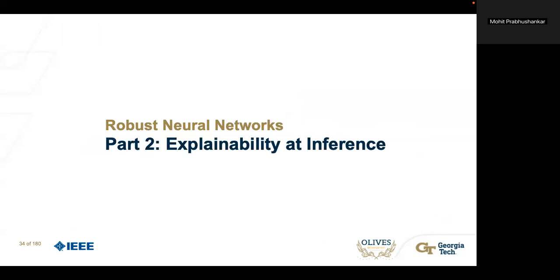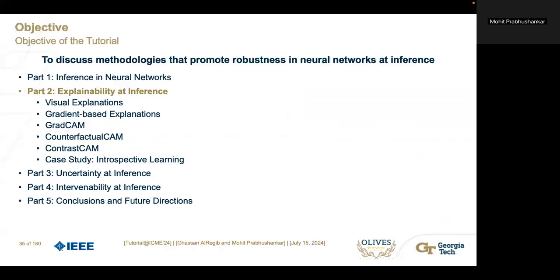All right, so with that, we come to the next stage, which is about explainability at inference. So I think I'm on time. Essentially what we will discuss is visual explanations, and we'll go through in more detail the one method that we saw before, which is GradCam. Based on that, we can have multiple other methods, counterfactual cam and contrast cam. So we'll see these three techniques, and then we'll have a case study about them.